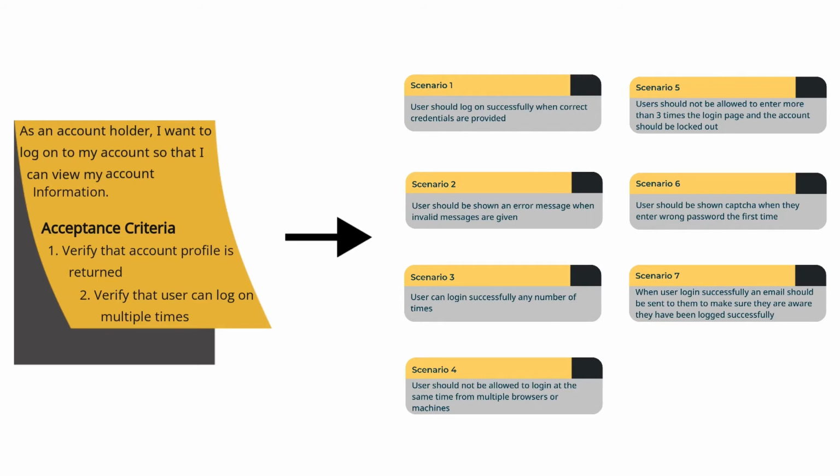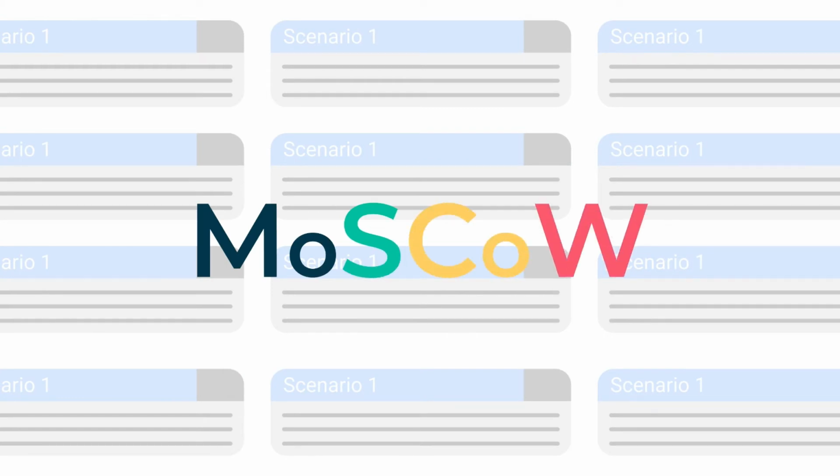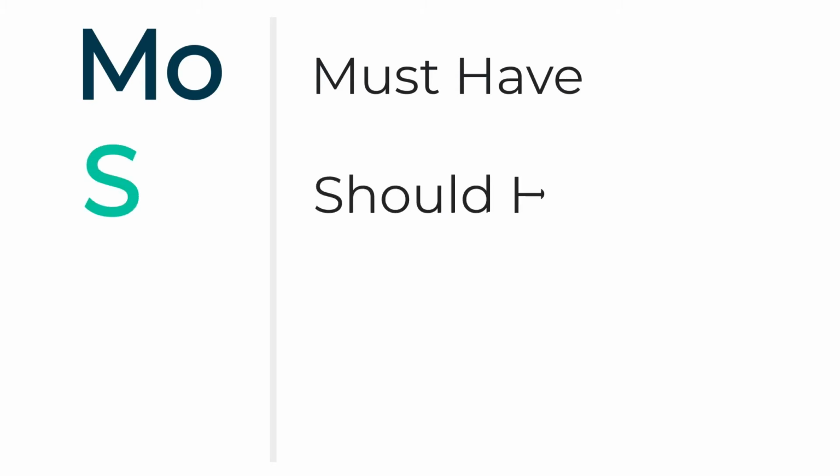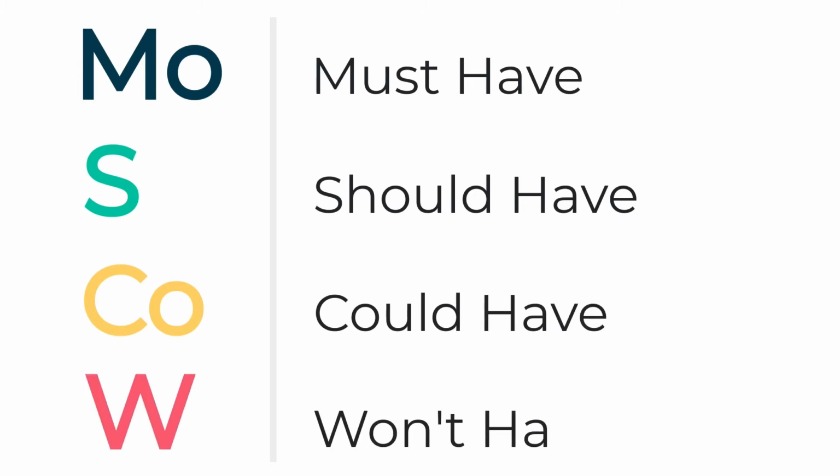Now, once all the scenarios are listed, then use the Moscow method to prioritize the scenarios. Moscow stands for must have, should have, could have, and won't have. By applying Moscow, the team can define which scenarios are of high priority and which ones they can ignore. This decision should be collaboratively taken and agreed before starting any development work.